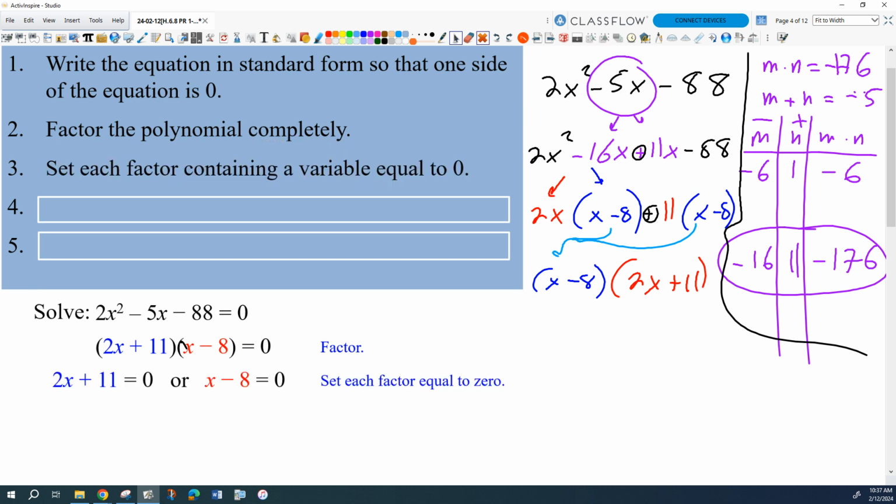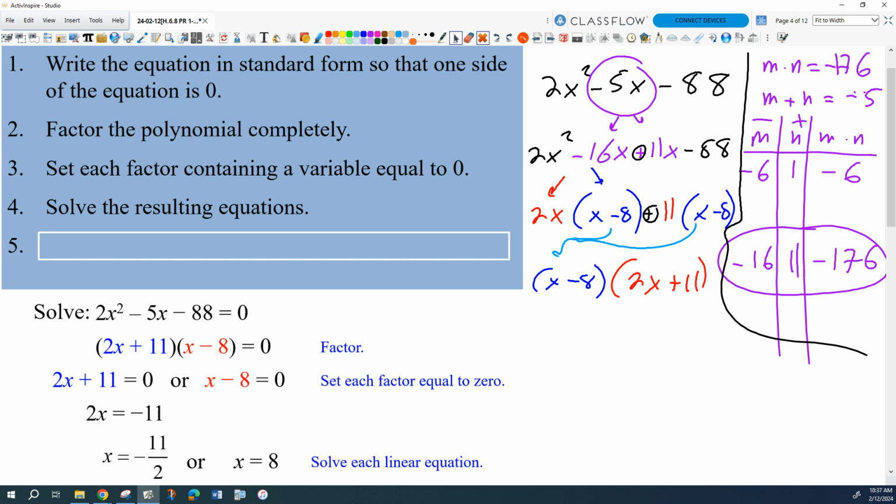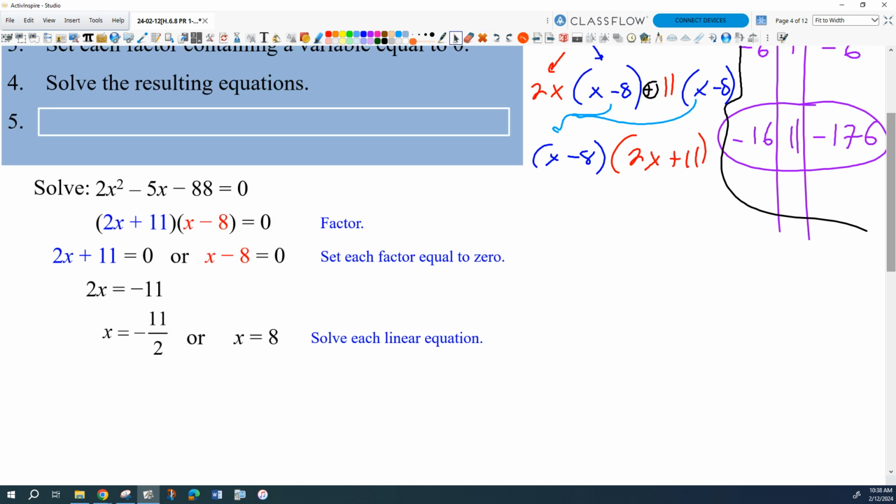Yeah, set to 0. Apply the zero factor property, right? So I set each equal to 0. And then what? Well, solve, I guess, right? Solve each equation. So we get 2 results, x equals negative 11 halves, or x equals 8.